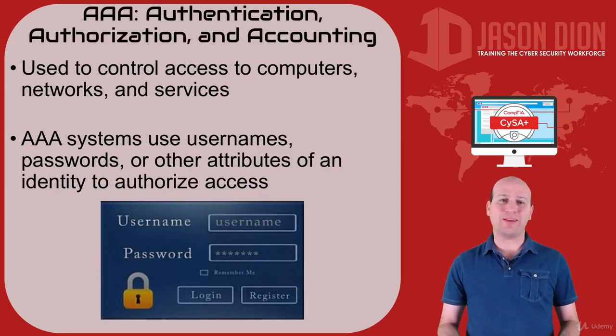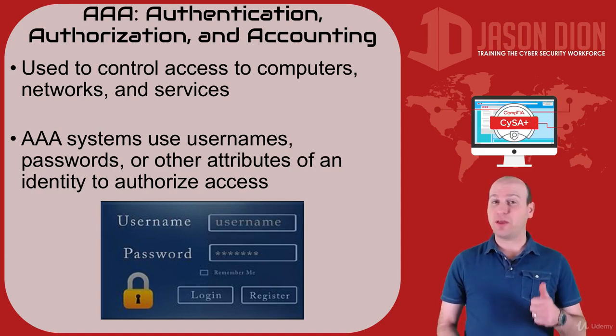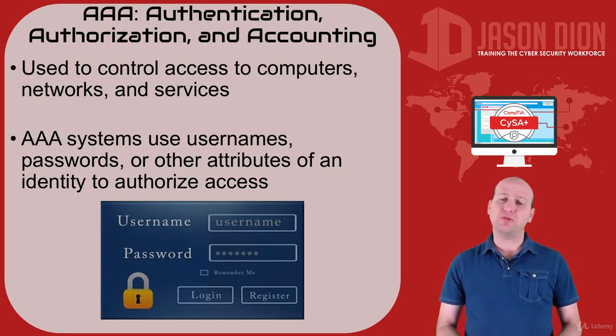Now, when we talk about identity, it really comes down to the 3 A's. And identity is really the basis of this. There's authentication, authorization, and accounting. These 3 A's are used to control access to computers, networks, and different services that you may want to use as a user. These AAA systems, as they're known, can use usernames, passwords, or any other attribute of an identity to authorize access. For instance, one of my attributes is my thumbprint, right? One of my attributes is the color of my eyes. One of these might be my place of birth. All of these things could be used, but the most common one that you see is username and password.